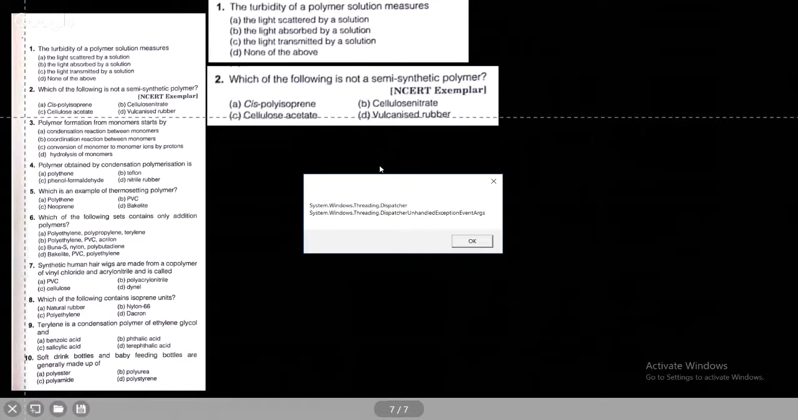Which of the following is not a semi-synthetic polymer? Cis polymers are naturally occurring. Natural polymers. Okay, cis polymers are natural polymers, so those are not semi-synthetic. Question number 2, option A is correct. That is the key thing you must keep in mind. Next one, I have to fix this. Just a second.